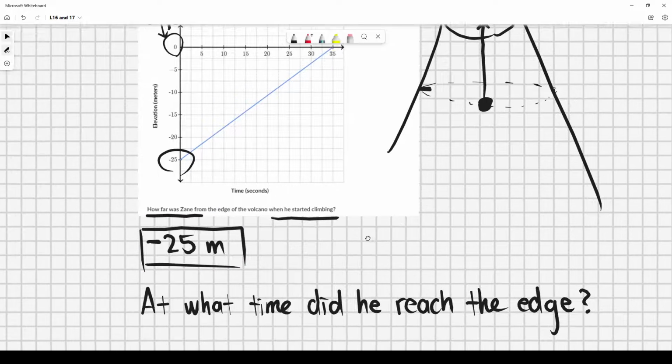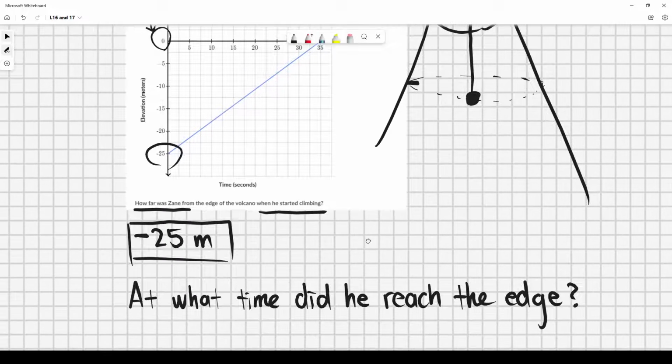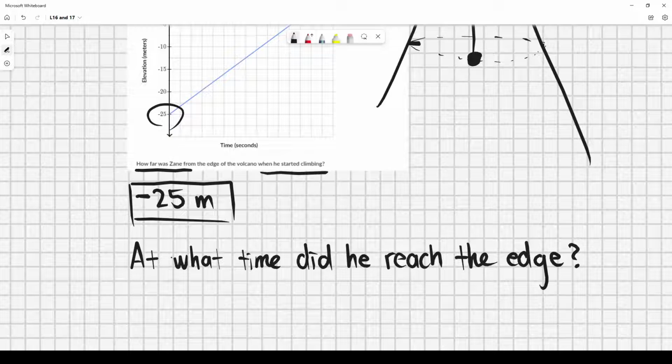So Chloe got it. Okay, 35 seconds. When he reached the edge, it's 0 over here. If you go all the way across, you can see that here at 35, that's when he was able to get up to 0. So it's just 35 seconds.